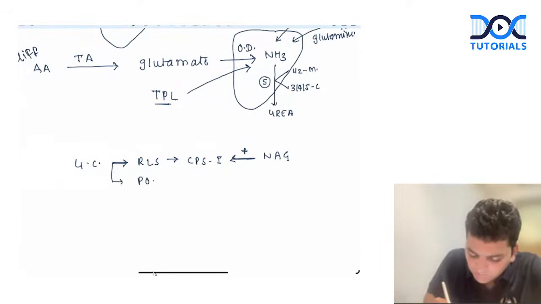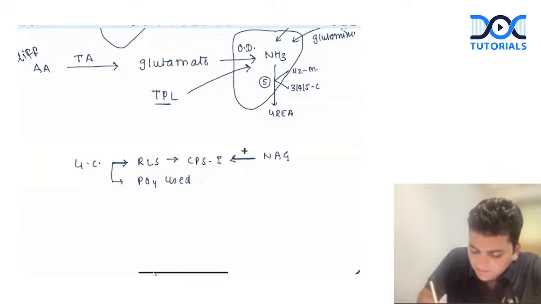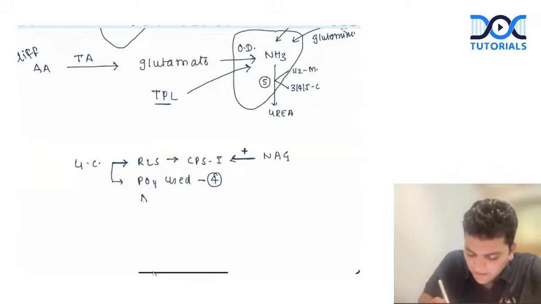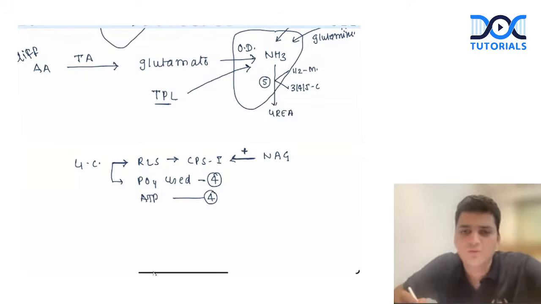In total, how much phosphate is used in the urea cycle? If they ask phosphate, it is 4. If they ask ATP, it is going to be 4. If 4 is not given in the choices, then you can go for 3 also.